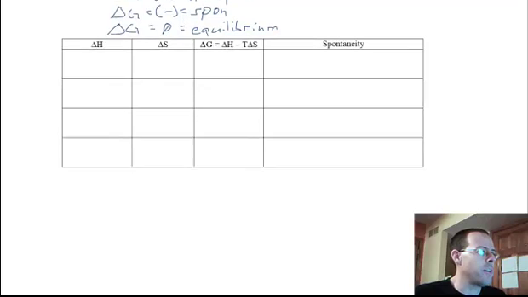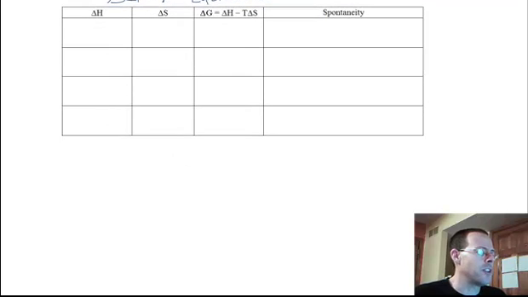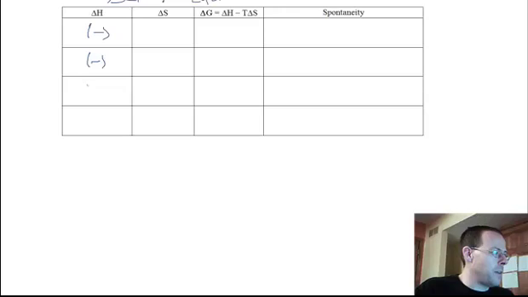Alright, we're going to fill out this little table. You might just pause the podcast right here and just jot this table down in your notes, and we'll jump right into it. But we're just going to look at signs. So if delta H is a negative value, and then we're just going to do this negative, negative, positive, positive.